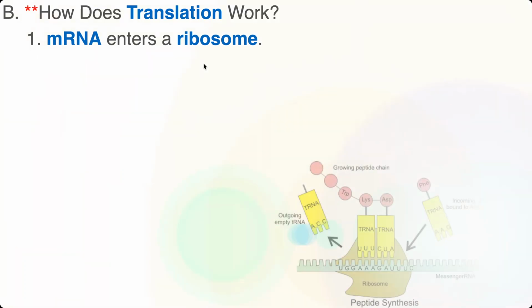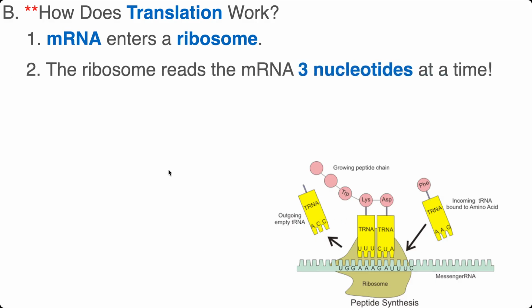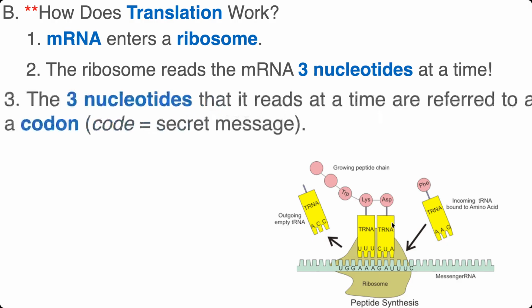Okay, how does translation work? First thing, mRNA has to enter a ribosome. We already kind of said that. Once it enters the ribosome, though, here's our broken picket fence looking thing, and that is our RNA. This is our ribosome. Here are our tools being handed to us. The ribosome reads the mRNA 3 nucleotides at a time. So it's reading every 3 letters. That's what the ribosome is reading.